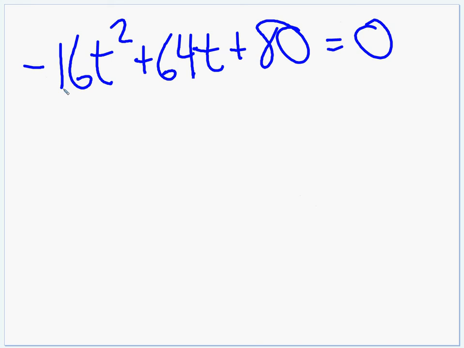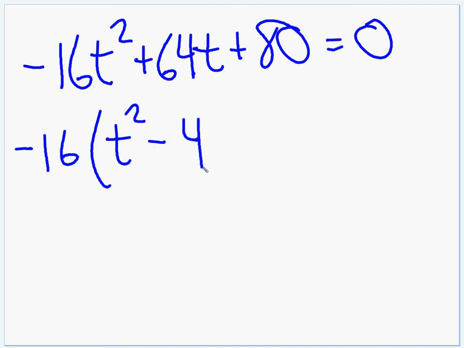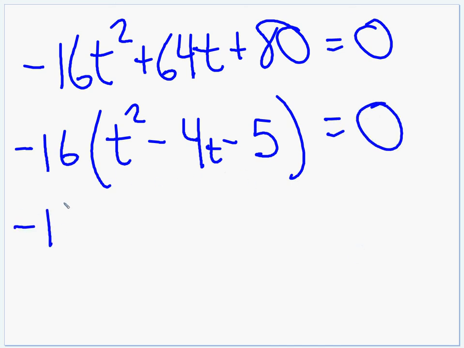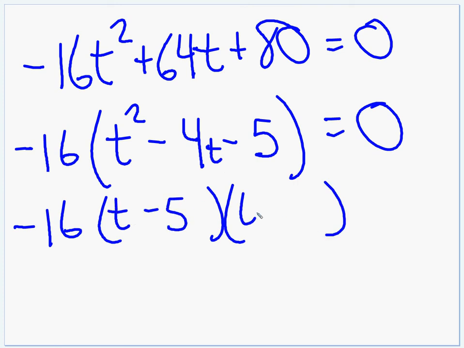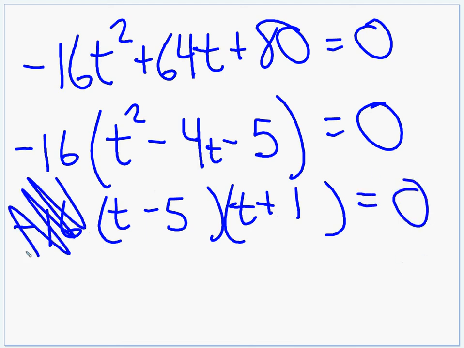Now we are going to have to factor this. The good thing is we can factor out a negative 16. And then we're going to have t squared minus 4t minus 5 equal to 0. So what is in those parentheses factors down: a t minus 5 and a t plus 1, and that's equal to 0. We can divide the negative 16 out and then set each of these to 0. So we're going to get t equals 5 and t equals negative 1.